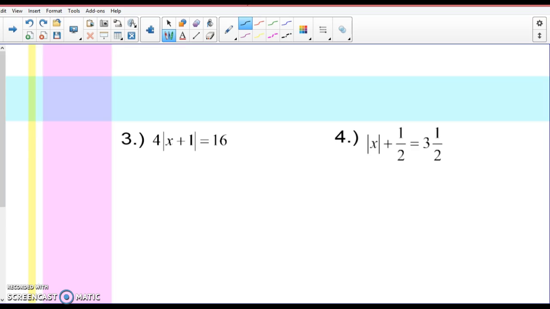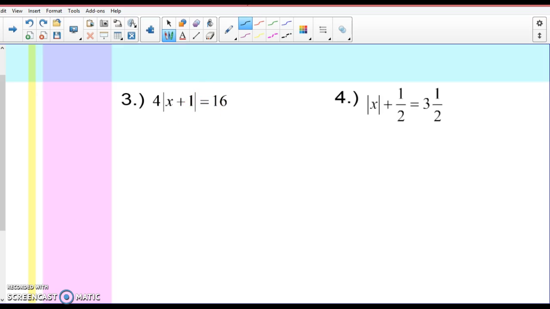Okay. Here's 2 good review problems. Tell me how I solve absolute value equations. What do I need to do first, Casey? I need to isolate the absolute value. So, what do I do to both sides to isolate the absolute value? Divide both sides by 4. So I'm going to have the absolute value of x plus 1 is 4.